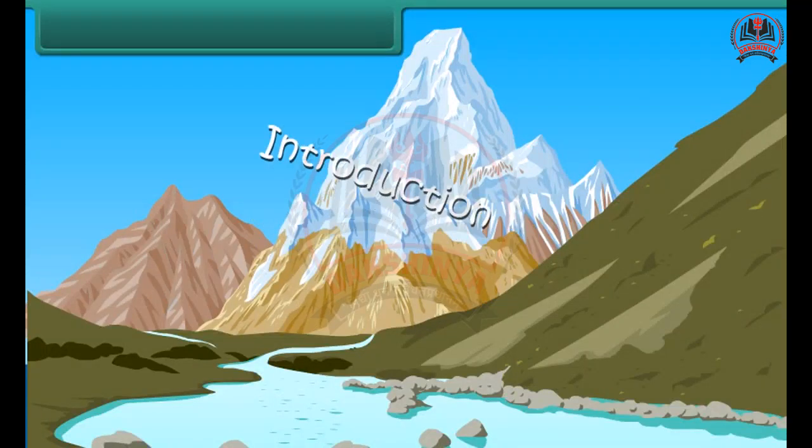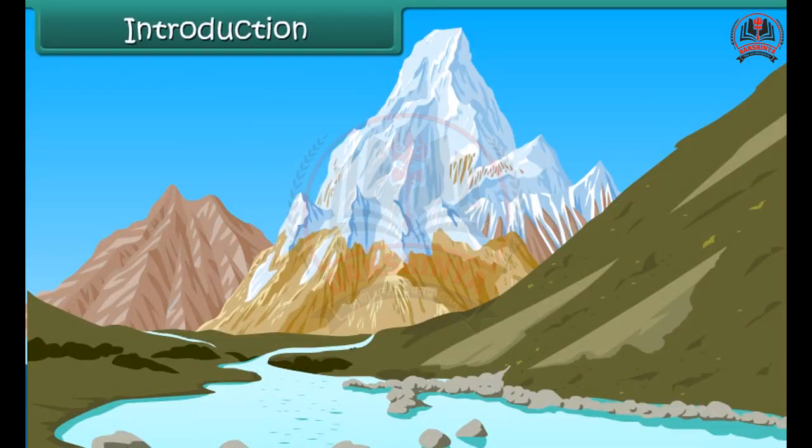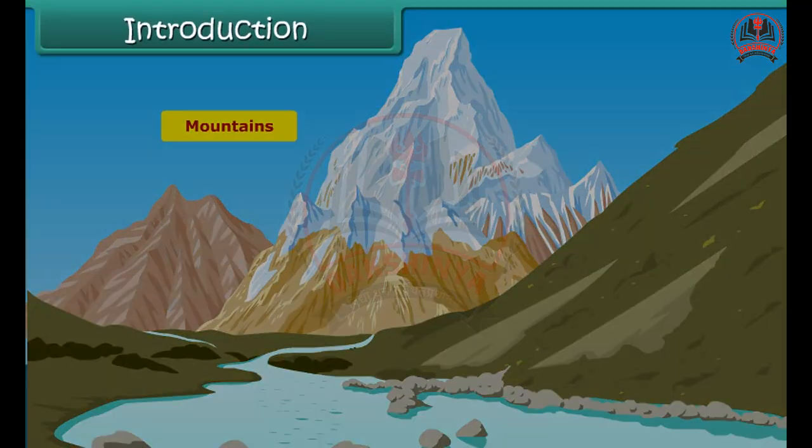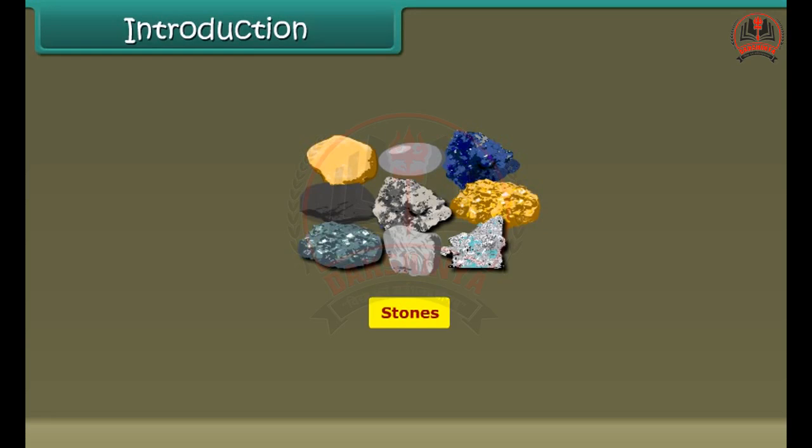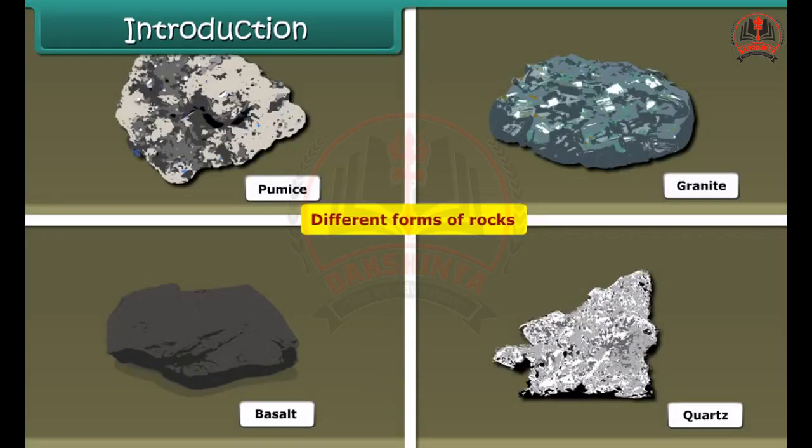Introduction. Hi friends, you must have seen the mountains, soil in the yard and sand on the road. You also must have collected some stones. Do you know what they are made up of? They are different forms of rocks. Let us discuss different kinds of rocks.